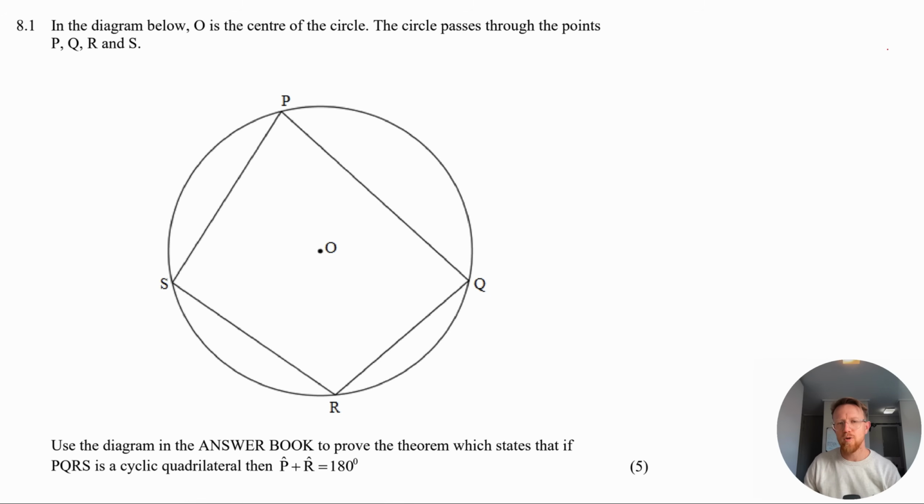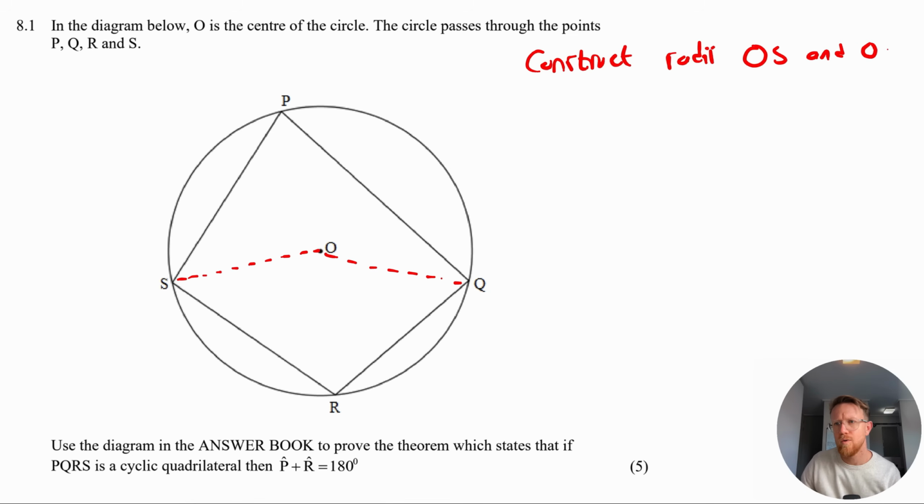In this question, we have a proof, and specifically they want us to prove the opposite angles of a cyclic quad add up to 180, and they specifically want us to show that these two add up to 180. So when they want those two to be 180, then you are going to make a construction. You are going to construct from the center, and you're going to construct the radius OS, and you're going to construct the radius OQ. So we can just say construct radii OS and OQ. Okay, and then you can just have O1 and O2 now.